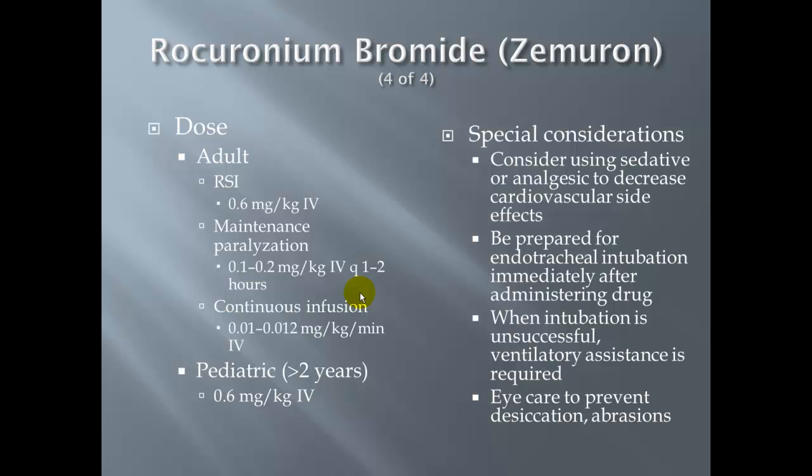Special considerations: you are going to have to use sedation and analgesia in all of these neuromuscular blocking agents. It will decrease cardiovascular side effects because, again, they can feel and their brain's going to respond to the pain and the sensation of being intubated. Be prepared for endotracheal intubation immediately after administering the drug. When intubation is unsuccessful, ventilatory assistance is going to be required. You're going to paralyze them. Eye care to prevent desiccation and abrasions.